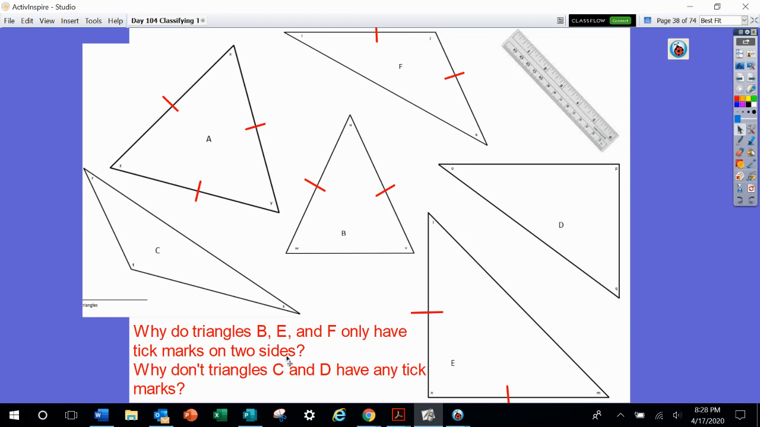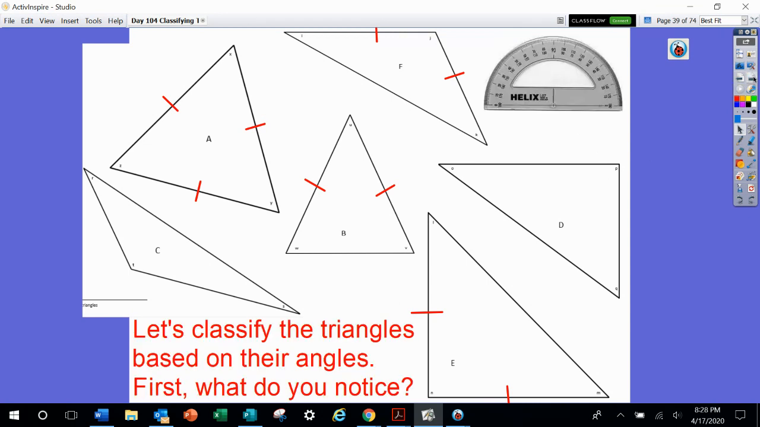Because those 2 triangles were isosceles, right? So we don't have a tick mark on the 3rd side because it was not equal to the other 2. Why don't triangles C and D have any tick marks at all? Well, they don't have any tick marks because none of those sides were congruent. Okay?